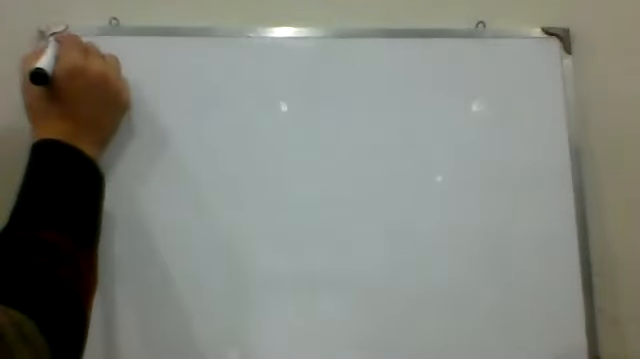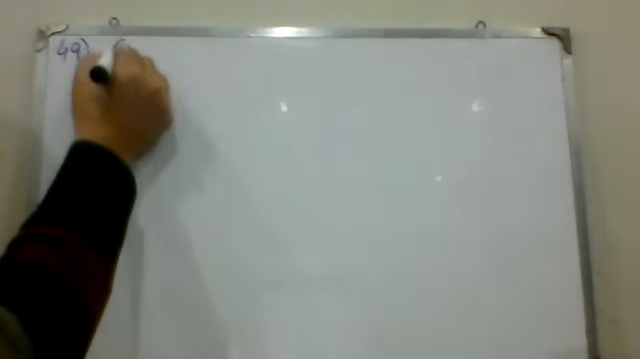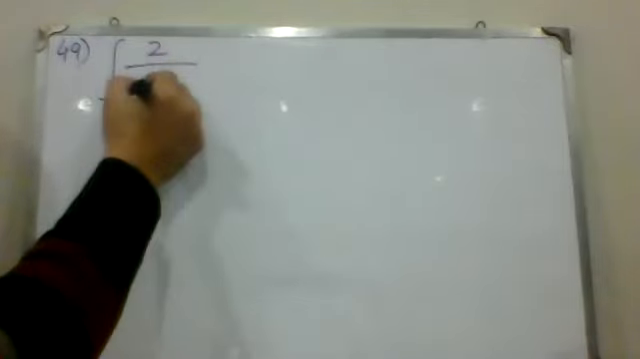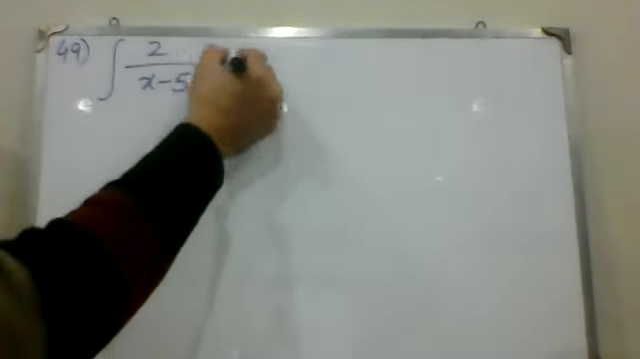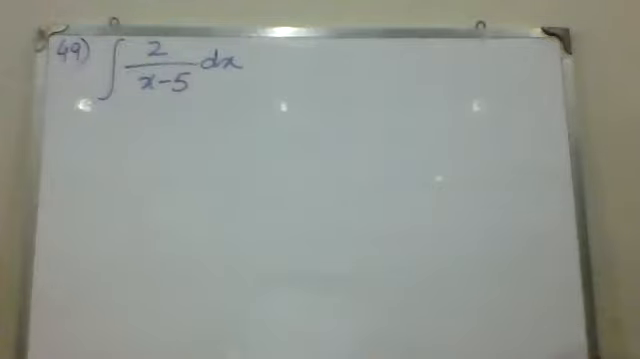Next problem is 49. In 49, integral of 2 divided by x minus 5 dx. Okay, how can we solve? Two divided by x minus 5. Shabash.